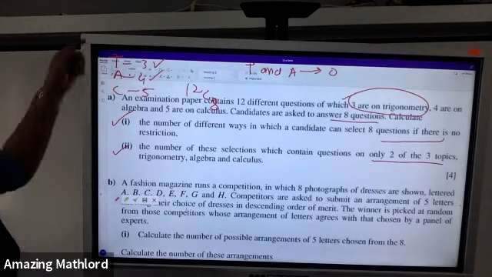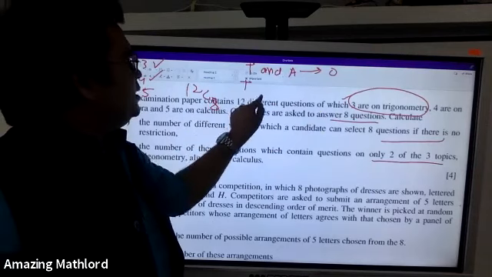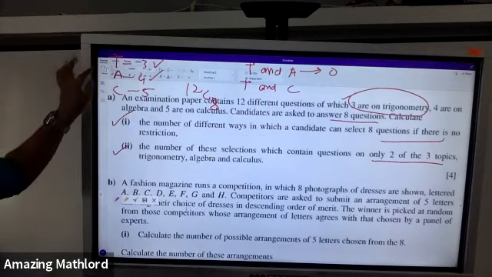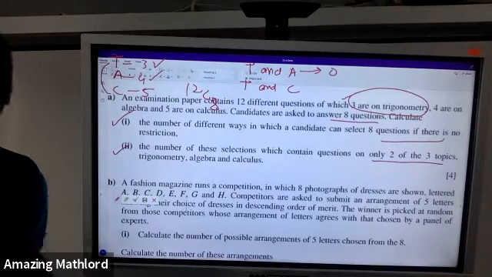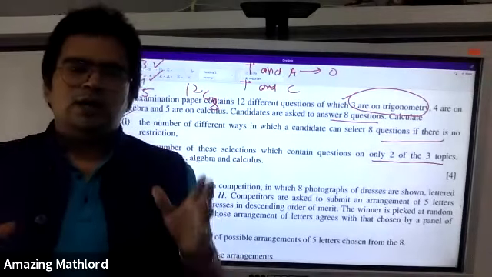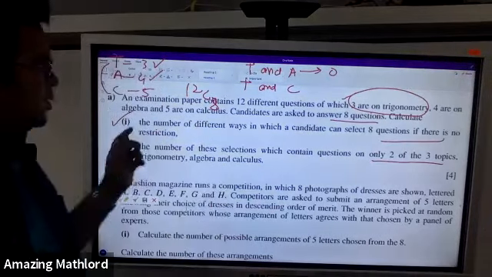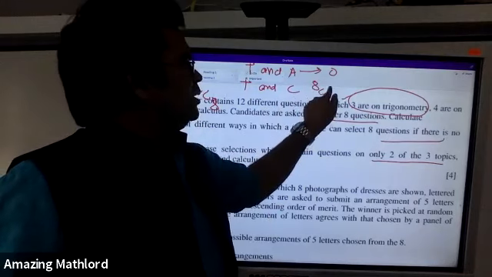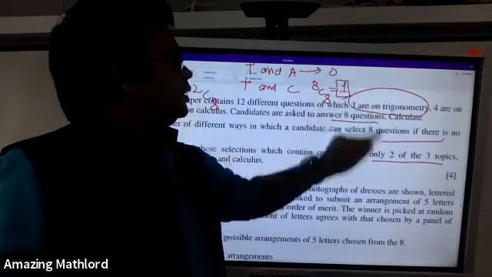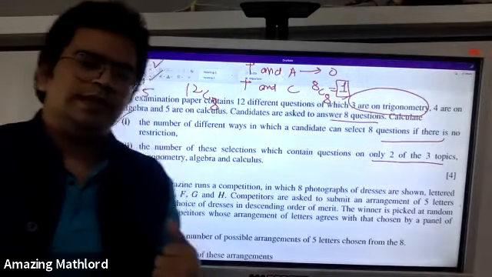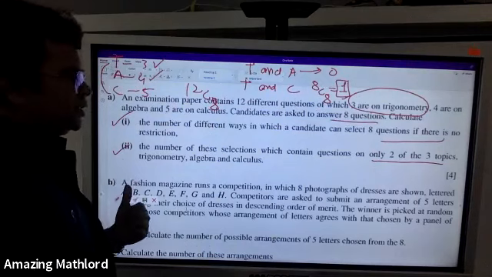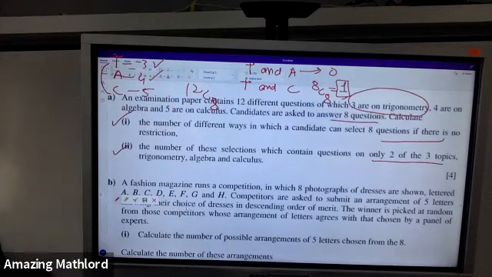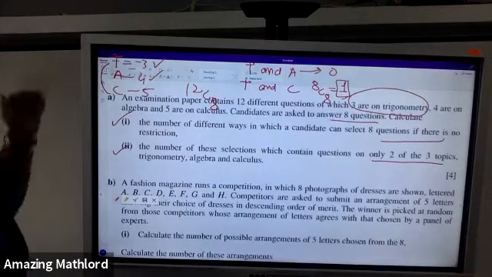Now if I pick trigo and calculus, in total you have 8 questions, and out of 8 you have to attempt all 8. So that will be 8C8, which means one way. Out of 8, you're picking all 8. That's one way. Now trigo and calculus, we have taken care of. Trigo and algebra, we have taken care of.